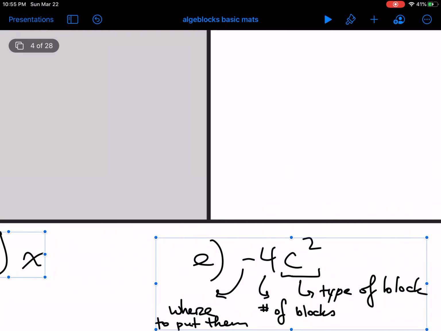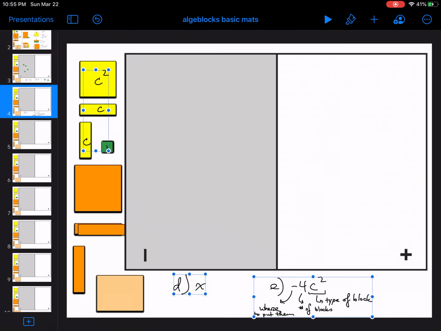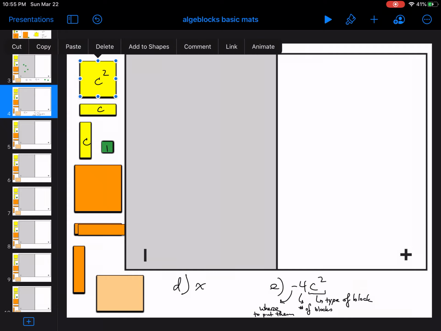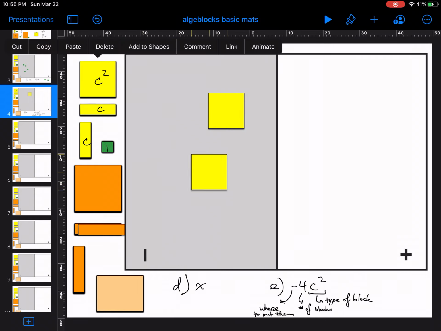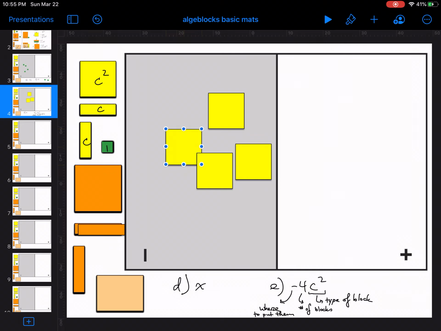So let's see how this plays out. Now, if I need 4 c squareds, and I need to put them in the negative, there's 1, there's 2, there's 3, there's 4. So I have 4 c squareds in the negative.